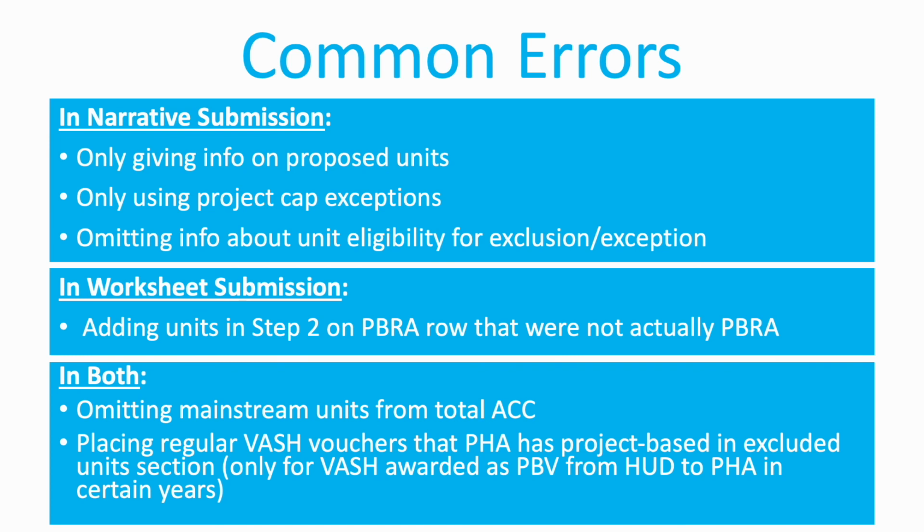Another common error in both submissions is incorrectly placing regular VASH vouchers that the PHA has project-based in the Excluded Units section. This exclusion should only be used for VASH awarded as PBV from HUD to the PHA in certain years.